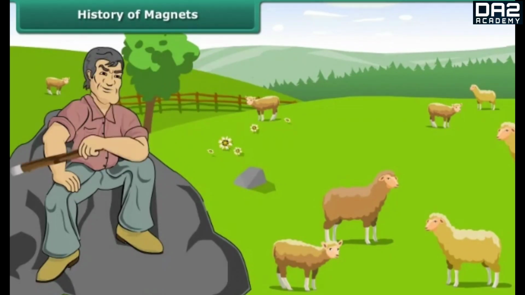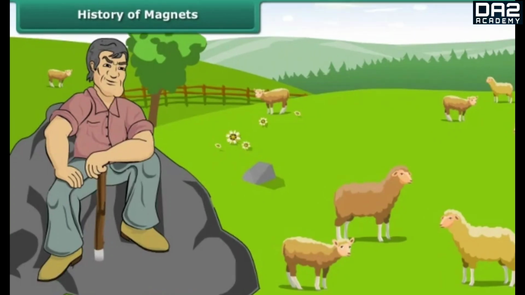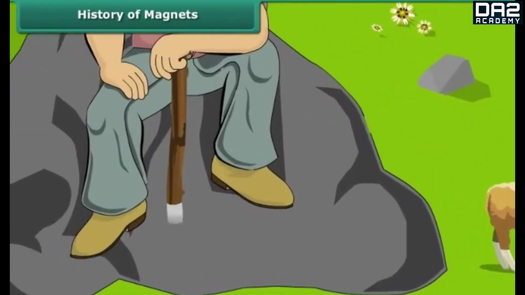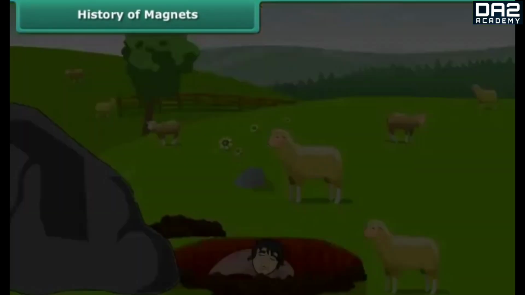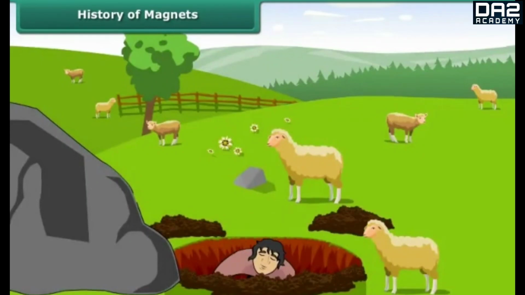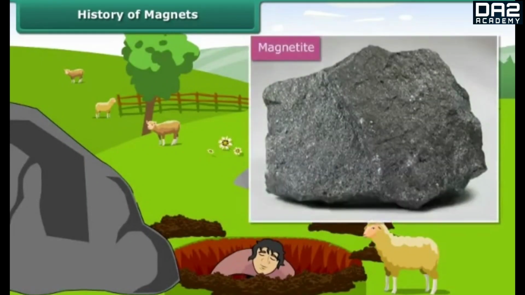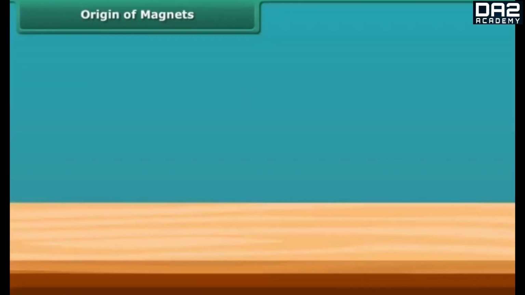about 4,000 years ago. Suddenly, the metal tip of his stick became firmly stuck to a large black rock on which he was sitting. To find the source of attraction, he dug up the earth to find magnetite, a natural magnetic material. This type of rock was subsequently named magnetite, which was named after Magnus himself.